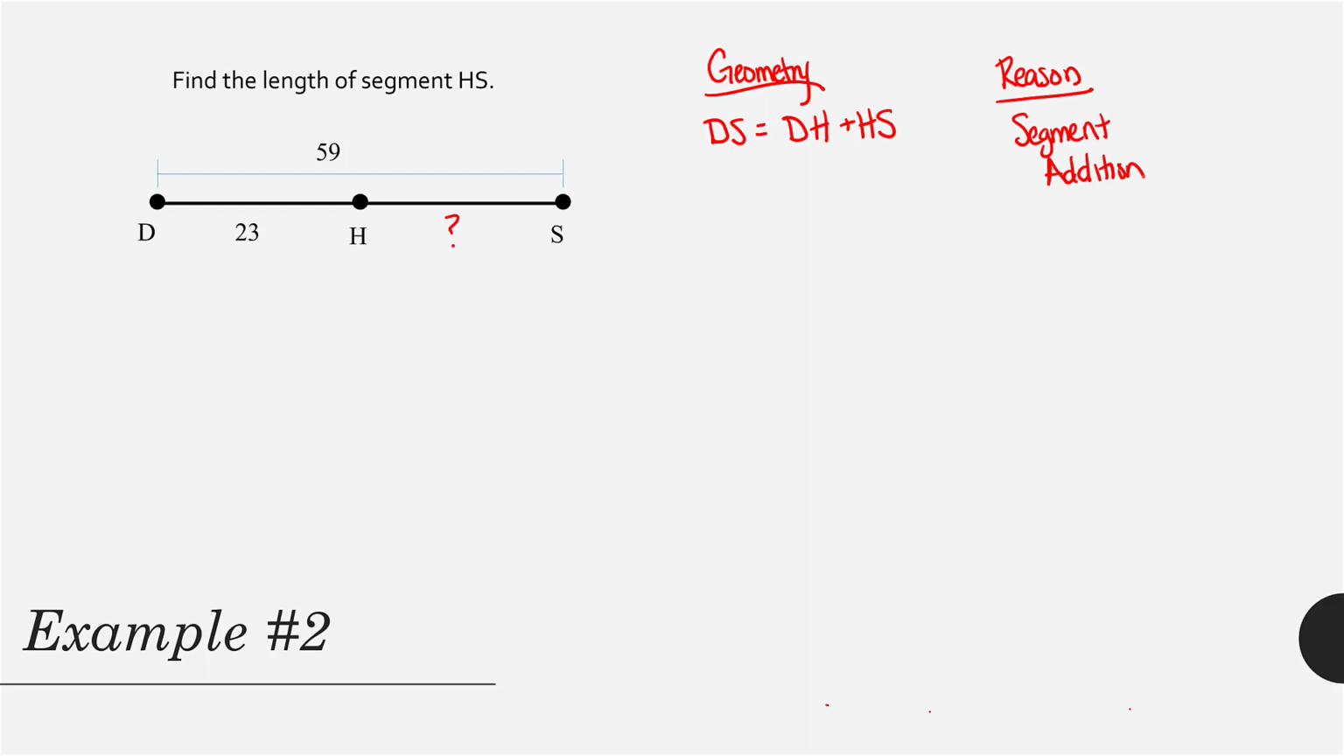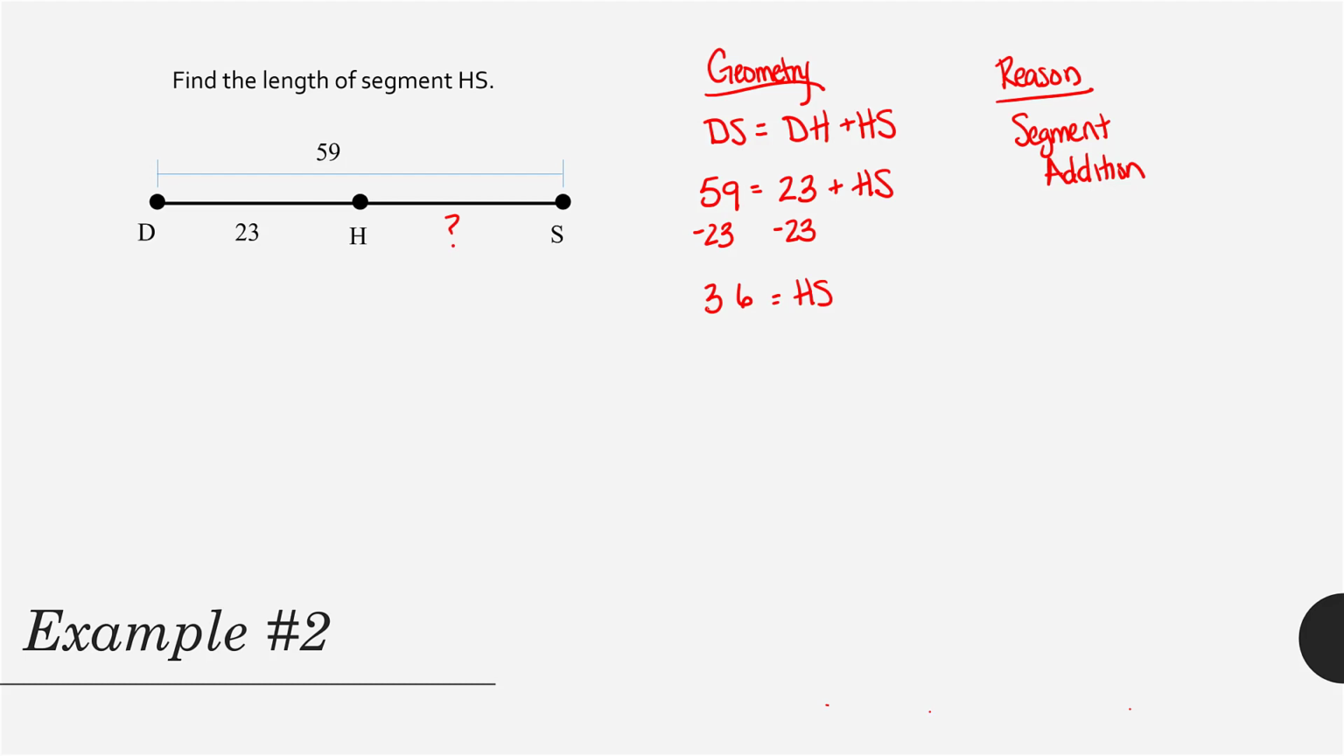Now we're just going to go through and plug in the values. So DF in this diagram is 59. DH is 23. And plus, okay, you could put a variable there if you choose, or you can just leave it as HS. Okay. So now when I go through and solve this, I want to get HS by itself. So I'm going to subtract 23 on each side. So HS would equal 36. So that's segment addition 101.